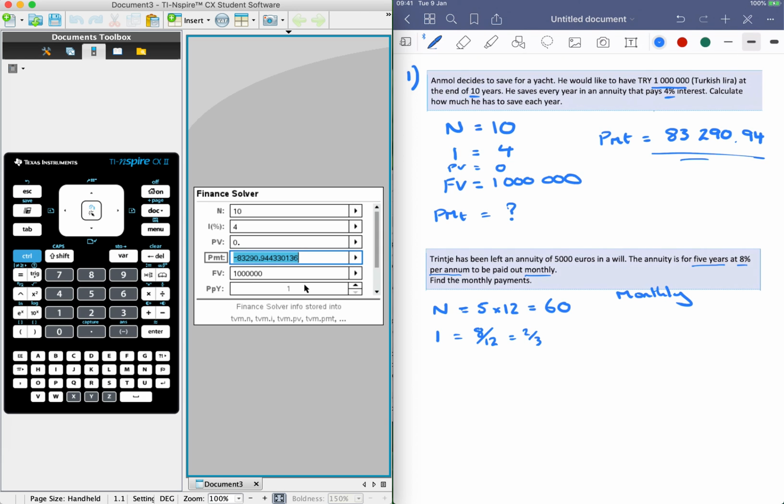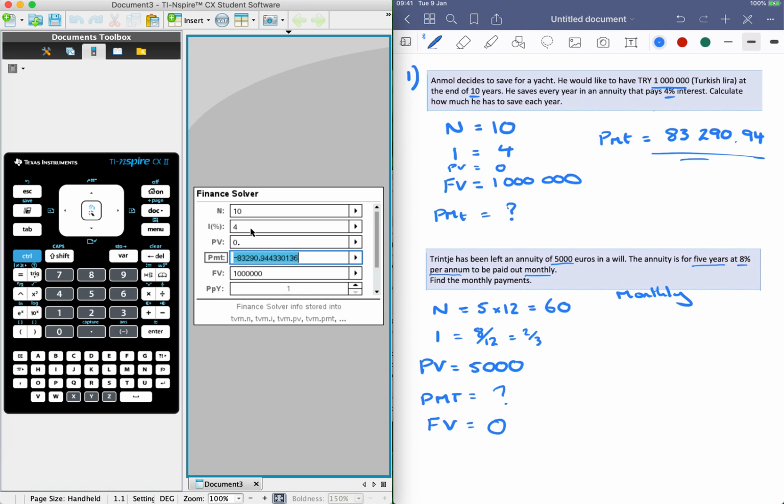What else do we know? We know our present value, it's got to be 5,000. The payment is what we're going to establish, PMT. That's our unknown, so we're going to hit enter on that cell in a minute. The future value is going to go down to 0. So that's going to be 0.